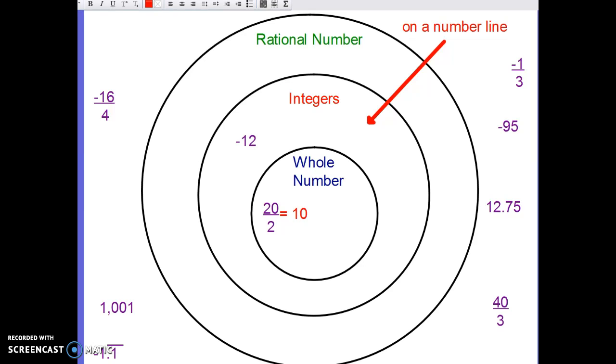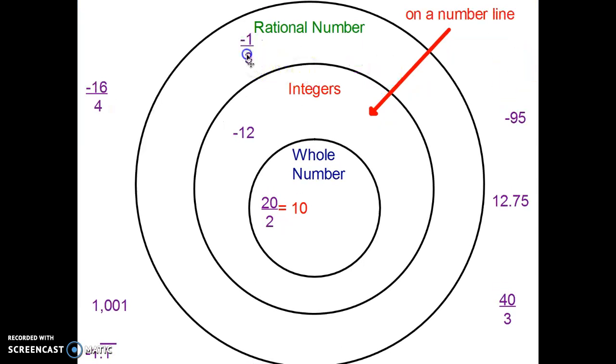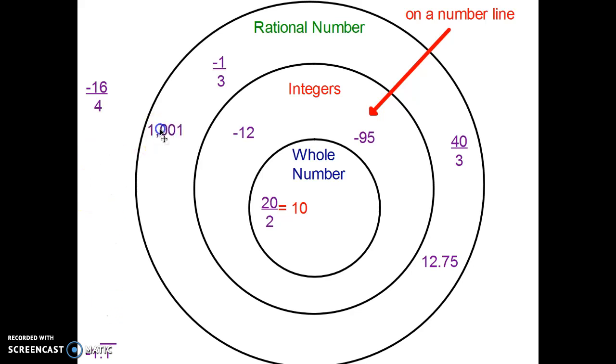Finally, over here we have negative 1/3. Negative 1/3 is definitely a ratio. It cannot go in integers because it does not simplify into a whole number. Negative 5 would be an integer. 12.75 is a decimal, so it is a rational number. 40 over 3 would not simplify to a complete whole number, so it's a ratio, a rational number. 1001 is a whole number. Negative 1.1 repeating, that repeating makes it a rational number.